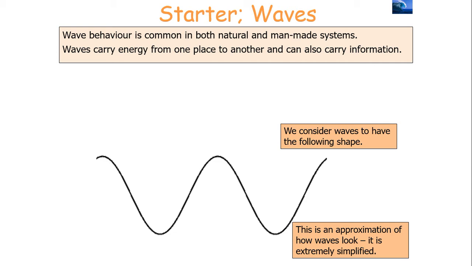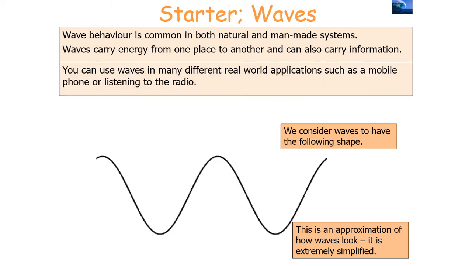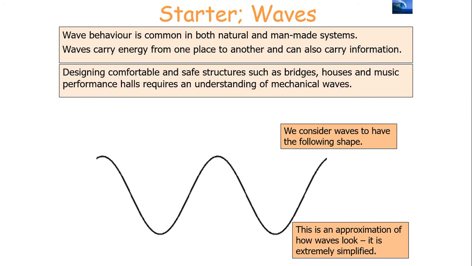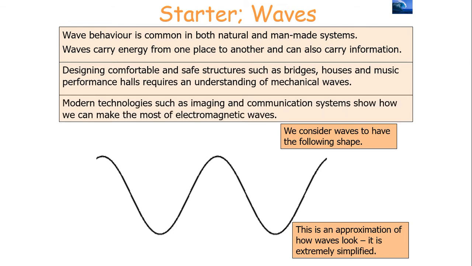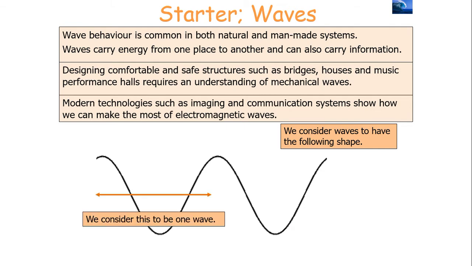Waves can carry energy from one place to another and can also carry information. The following diagram is an approximation of how waves look in this process. You can use waves in many different real-world applications, such as your mobile phone or listening to the radio. Or you can use them to design comfortable and safe structures, such as bridges, houses, and music performance halls. Modern technology such as imaging and communication systems shows how we can make use of a special type of wave called electromagnetic waves. We consider one wave to be one repeating pattern of this particular process.